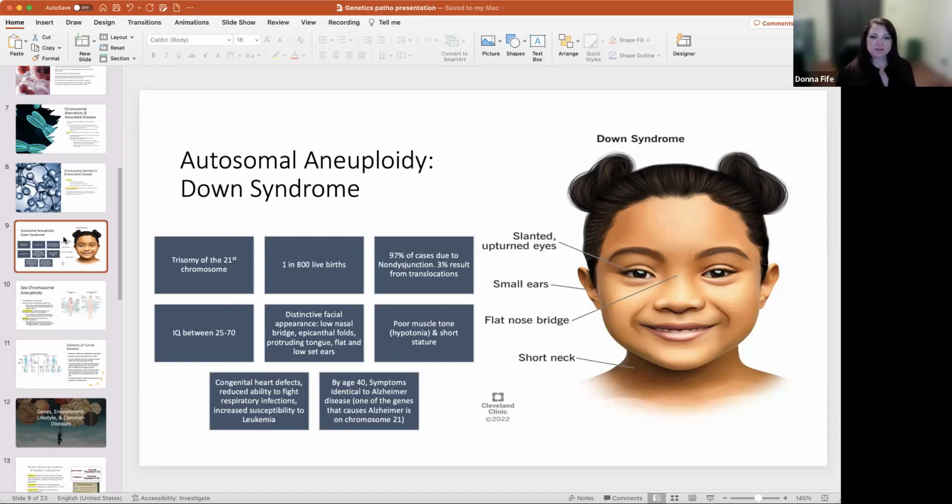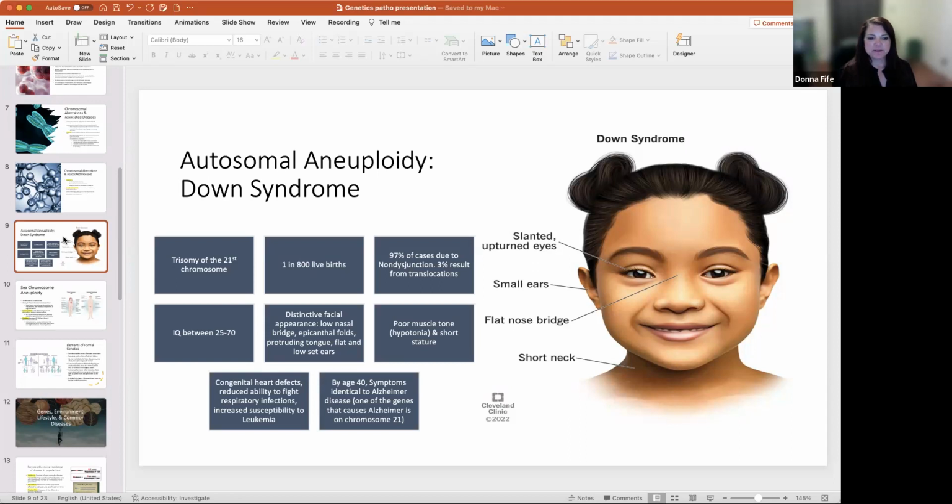There's a distinct facial appearance in patients with Down syndrome. They have a low nasal bridge, epicanthal folds, a protruding tongue, and flat, low-set ears. There's poor muscle tone, or hypotonia, and a short stature. With this type of abnormality, congenital heart defects occur. There's a reduced ability to fight respiratory infections, and an increased susceptibility to leukemia in patients with Down syndrome.